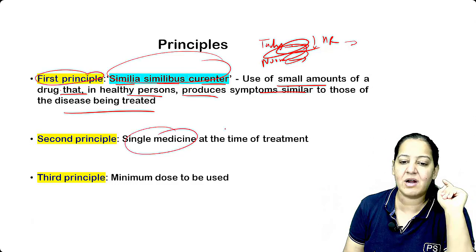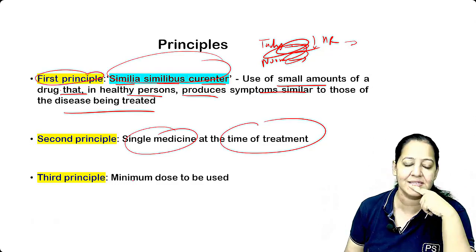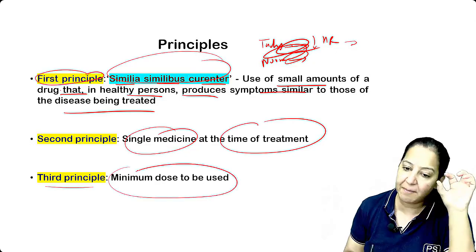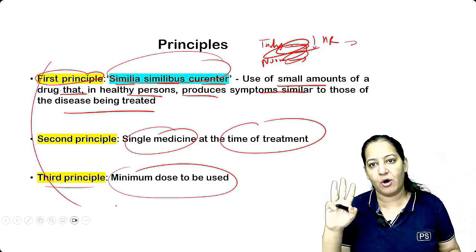Second principle, start with a single medicine at a time. They don't give multiple medicines at a time, one medicine at a time. So that is the second principle. And third principle, minimum dose. They start with a minimum dose and then gradually increase. So these are the three principles of homeopathy.